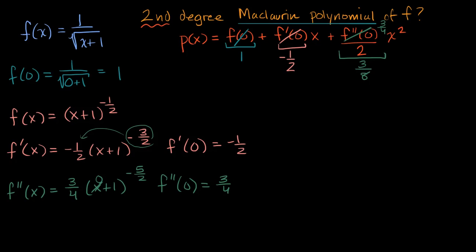So our Maclaurin polynomial, our second degree Maclaurin polynomial, p of x, is going to be equal to 1 minus 1/2 x plus 3/8 x squared. And we are done. There you have it. We have our second degree Maclaurin polynomial of f, which could be used to provide an approximation for our function, especially for x's near 0.